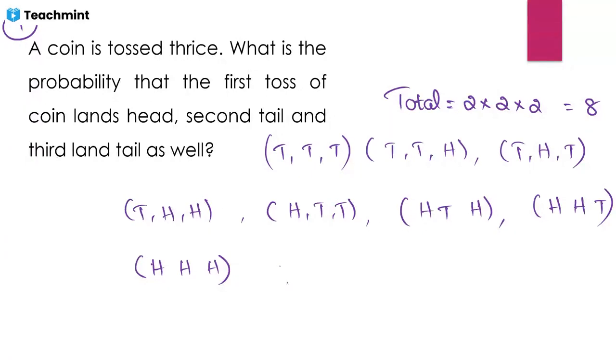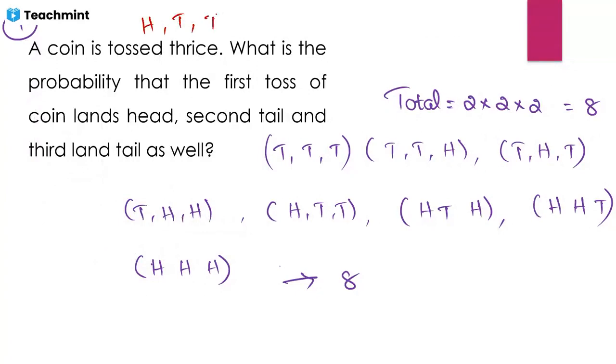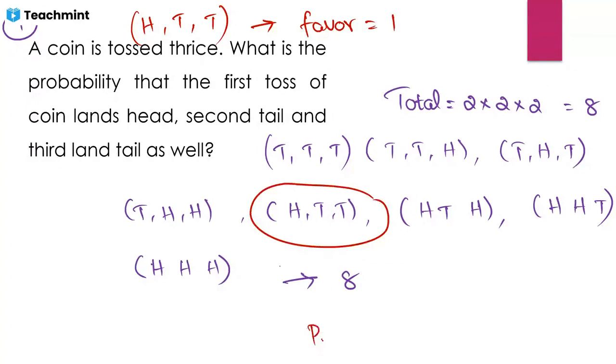No, it's total eight. I am counting wrong. Yes, all are done. Total eight outcomes, all are shown here. Now, here, what they're asking, first should be head. As per the question, first one should be head, second one tail, third one tail. So, favorable is only one. We have only one chance. This is the only one chance. So, what is the probability? It is 1 out of 8.